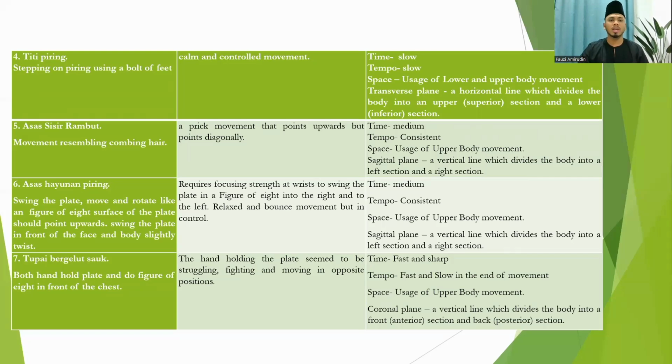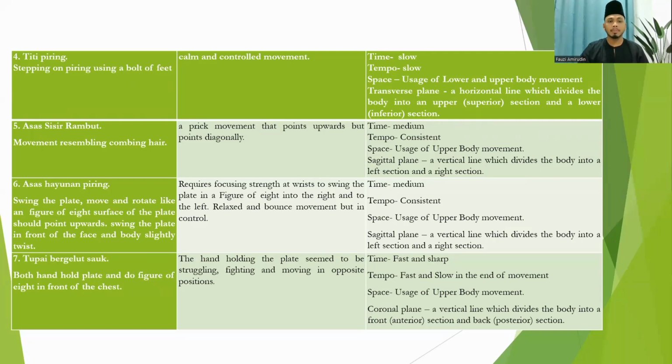The aesthetic requires focusing strength at the wrist to swing the plate in a figure of 8 to the right and to the left. Relax and bounce the movement but in control. The movement analysis is time, medium; tempo, consistent; space, usage of upper body movement, sagittal plane.